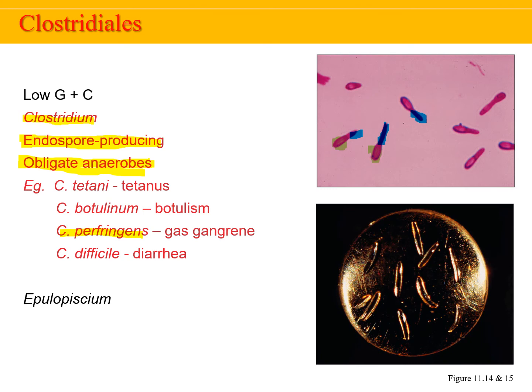The key species that are important are Clostridium tetani, which causes the disease tetanus, Clostridium botulinum, which causes botulism, Clostridium perfringens, which causes gas gangrene, and Clostridium difficile, which causes diarrhea and colitis. I'm going to add that in.